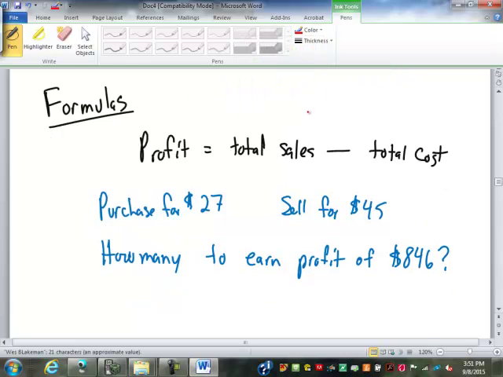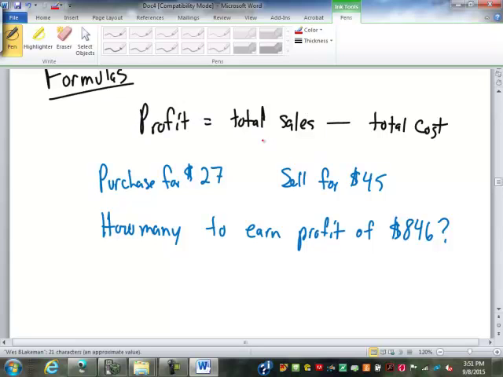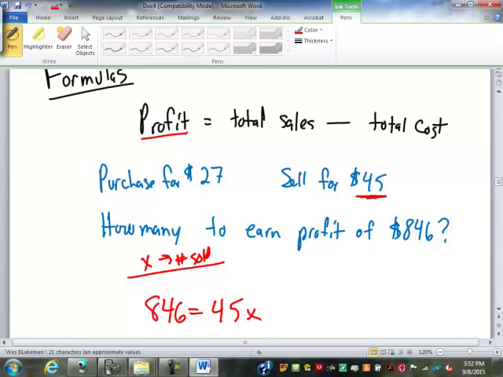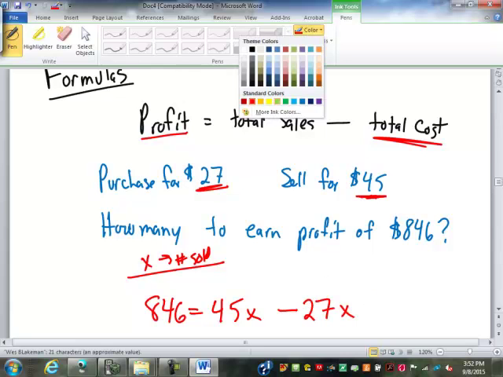Well, we've got to do two things. First of all, we have to plug numbers into this formula. If we let X be the number sold, our profit is the 846. Total sales is the sales price times the number sold. So total sales are going to be 45 times X, or 45X. Minus total cost is going to be the cost per item times the number sold, 27 times X.